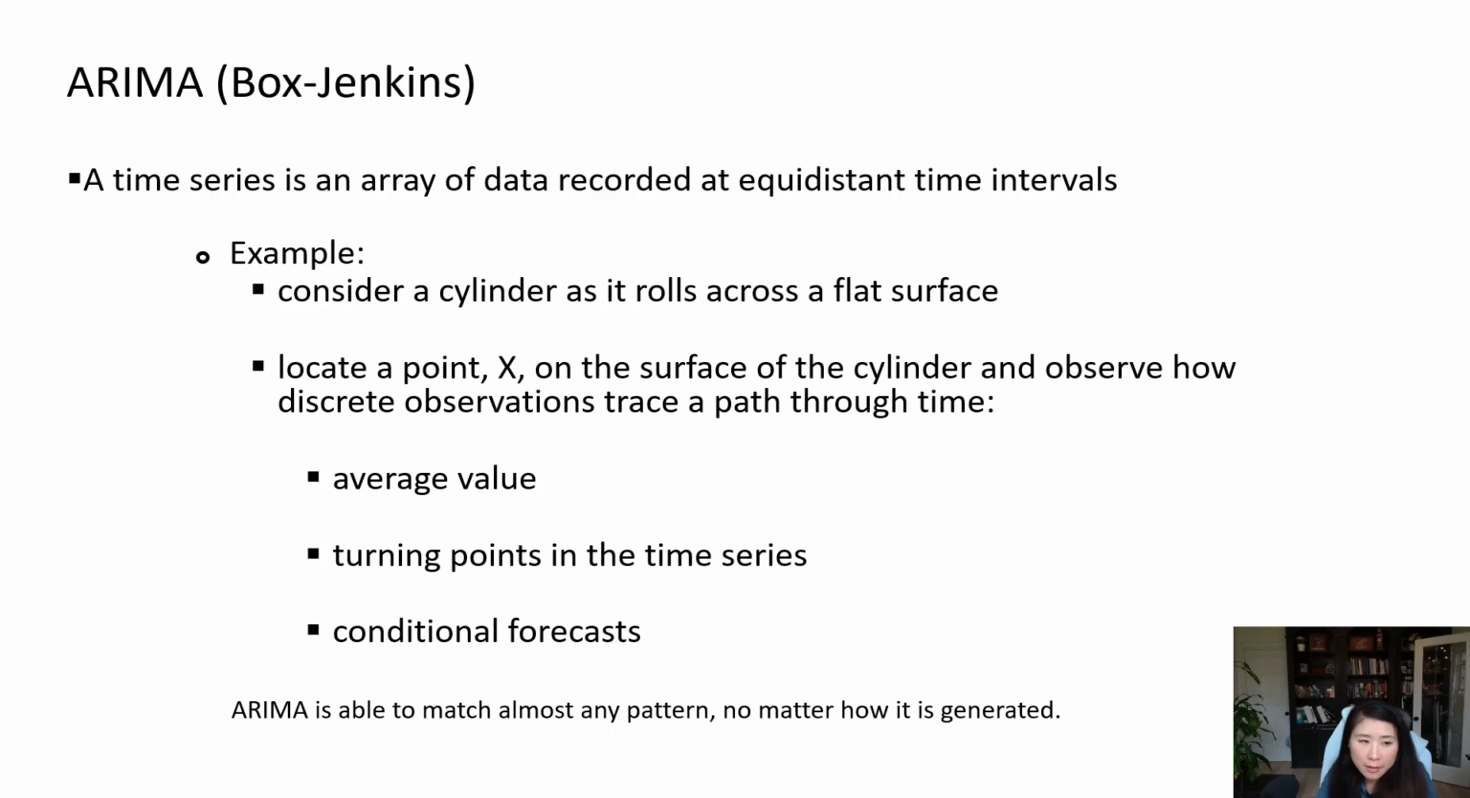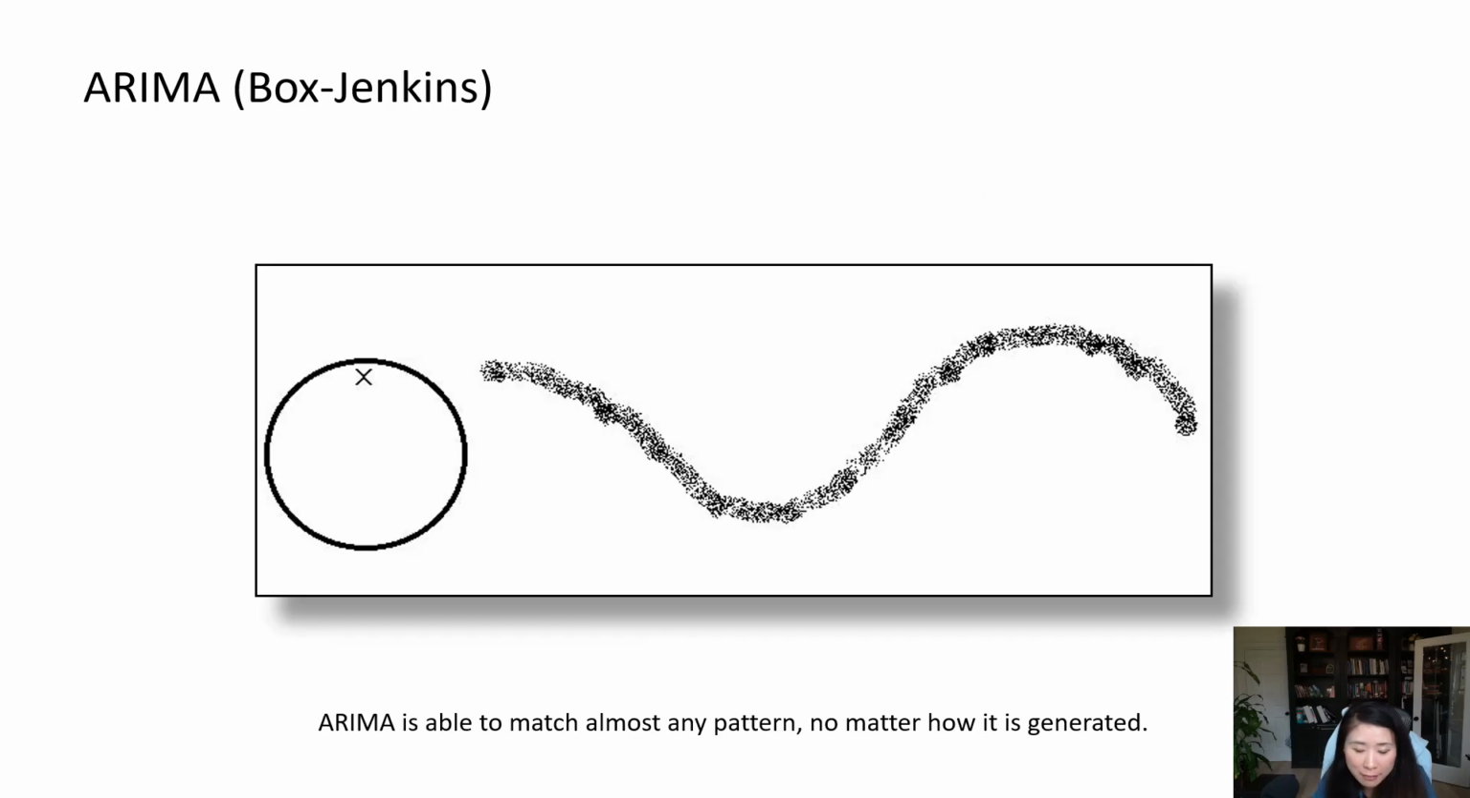The big power of the Box-Jenkins model is that it can match almost any pattern you see in time series data. It just needs to be time series data with the same frequency. Okay, so this is the visualization of what I just talked about, the rolling cylinder. As you can see, the distance between the first peak and the second peak, and the first bottom and the second bottom, are the same. That shows the frequency of this turning is exactly the same.